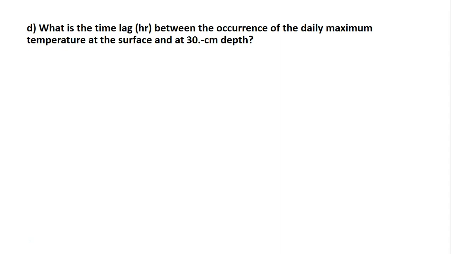Part D asks us what is the time lag between the occurrence of the daily maximum temperature at the surface and at the 30 centimeter depth. So realize here we've moved from an annual temperature wave back to a daily temperature wave. The equation that we want to use is the equation given in the textbook for estimating the time lag, where we have the time lag here, T2 minus T1, is equal to the difference in the two soil depths that we're looking at, divided by the square root of 4 pi times the soil thermal diffusivity divided by the period.